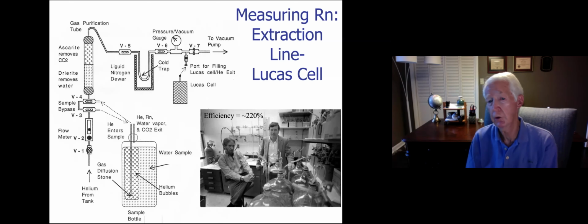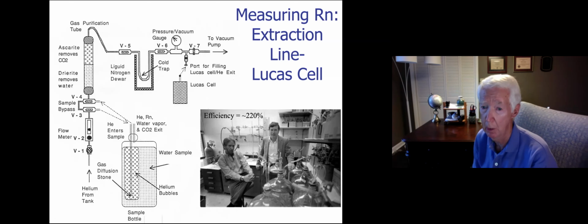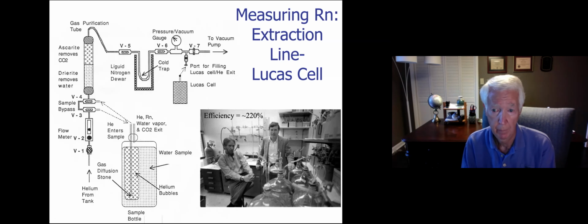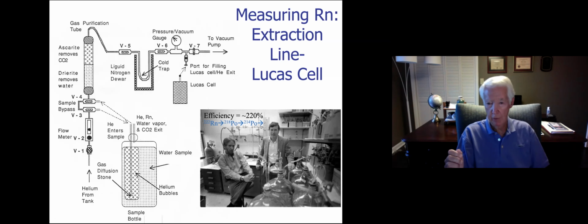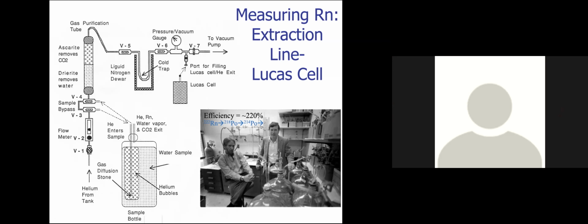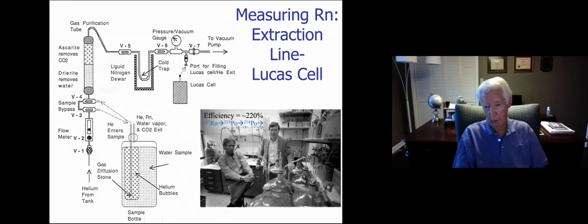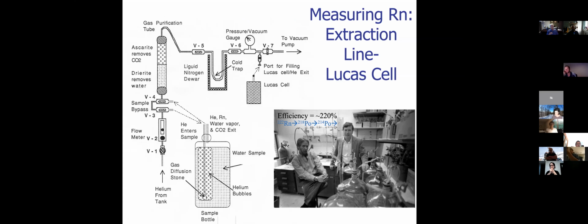One thing that's really nice about the Lucas cell approach is that the efficiency is very high. From our experience, we normally get a number around 220%. If the world was perfect, you would expect 300%, because for every disintegration of radon, you get 3 alphas. The alpha from radon itself, the alpha from polonium-218, and the alpha particle from polonium-214.